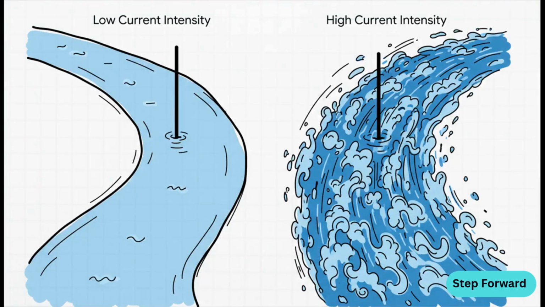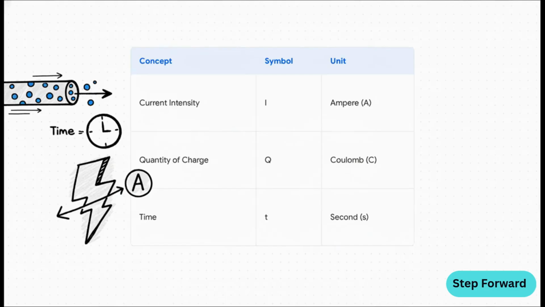So, let's go back to our river. Is it a huge, raging torrent of water, or is it more like a gentle little trickle? Well, that's exactly what current intensity is all about. It measures the sheer number of electrons zipping past one single point in a wire every single second. And what's really cool is how we actually measure that flow. Current intensity, which we represent with the letter I, is measured in something called amperes, or amps. It's really just the quantity of charge, Q, that flows over a period of time, T. So yeah, more charge in less time, that means you've got a much more intense current.